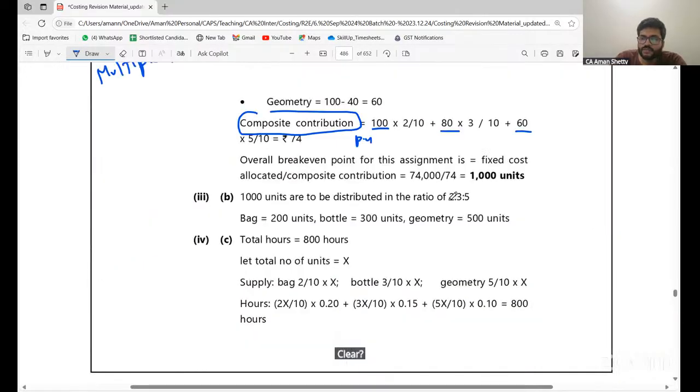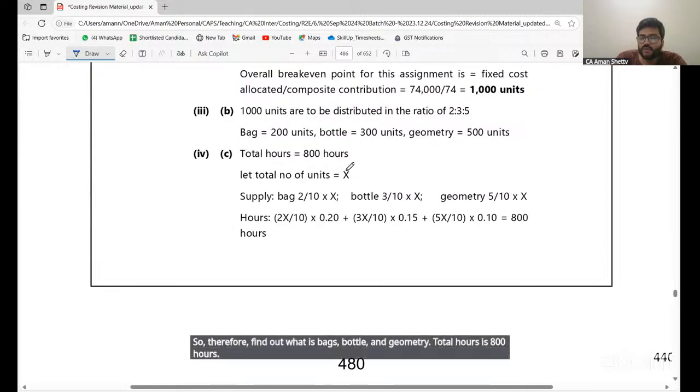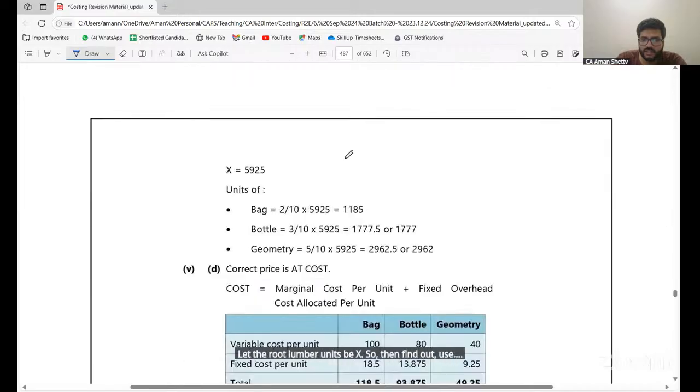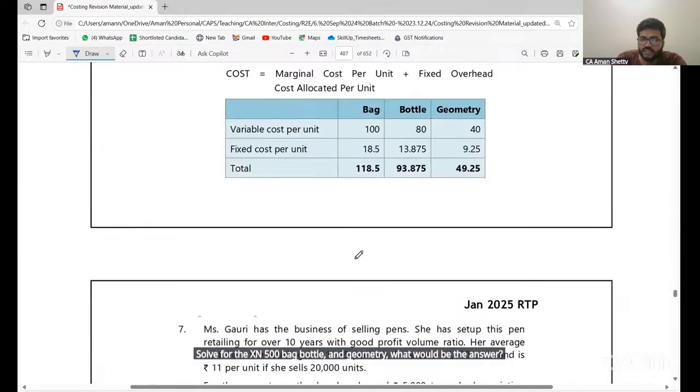1,000 units are to be distributed in the ratio of 2 is to 3 is to 5. So therefore find out bags, bottle, and geometry. Total hours is 800 hours. Let the total number of units be x. So then solve for x and find out bag, bottle, and geometry. What would be the answer?